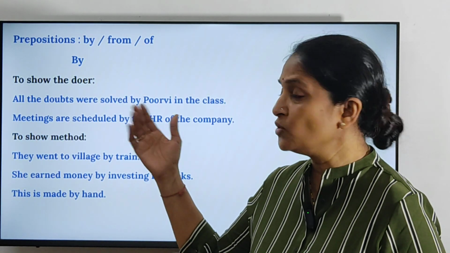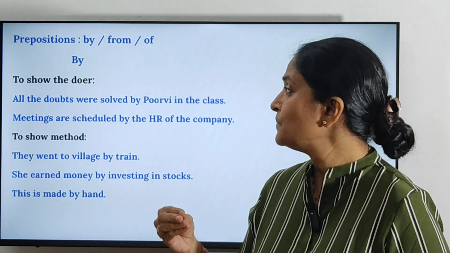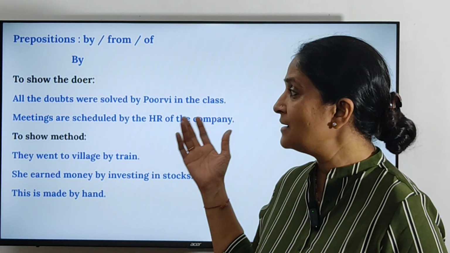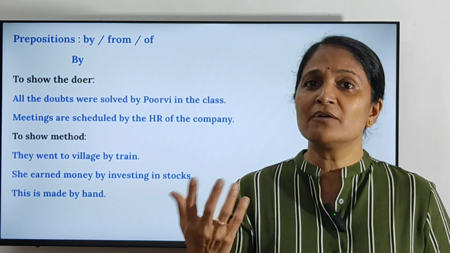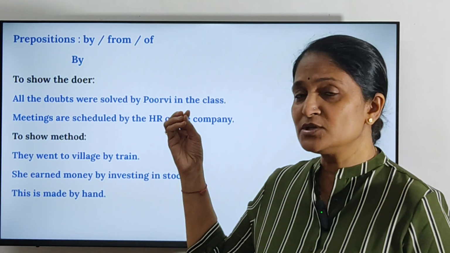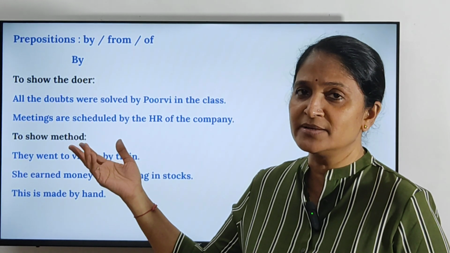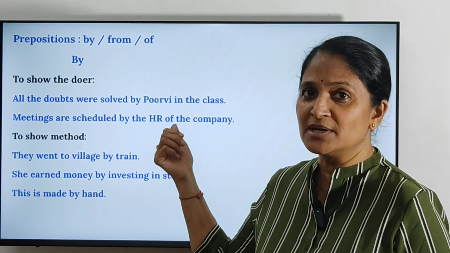So let us understand doer. First sentence, the by is used here as a doer. All the doubts were solved by Poorvi ma'am in the class. All the doubts were solved. Now here, what is the situation? You are discussing doubts. So Poorvi ma'am is not that important. Doubts are more important. So you are using a passive statement. Now, by Poorvi ma'am. So Poorvi ma'am is the doer. The subject is at the end.